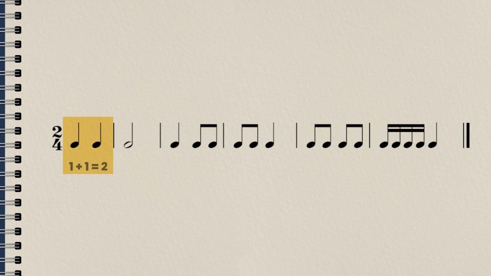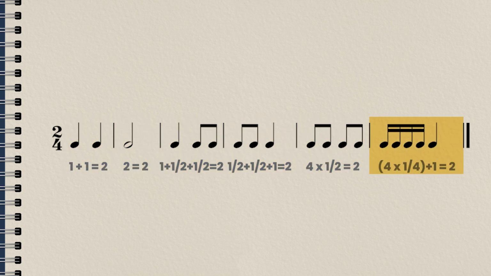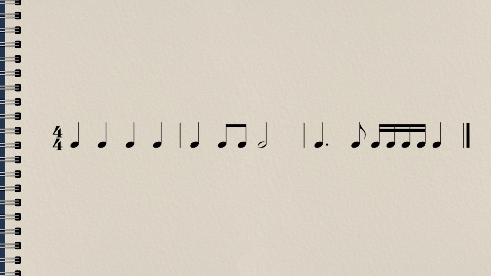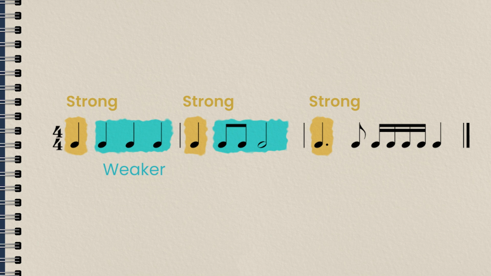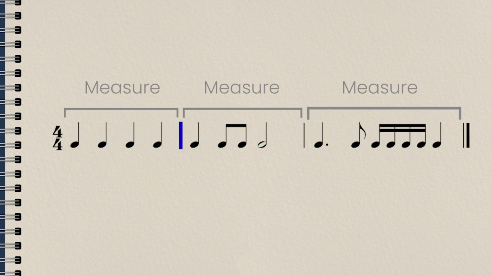A measure is like a time container that holds equal time values. For example, in a 2-beat meter, the total length of the notes in each measure adds up to 2 beats, while in a 4-beat meter, the notes in each measure combine to total 4 beats. The first beat in each measure is typically the strongest, creating a natural emphasis, while the other beats are generally weaker. Measures are separated by vertical lines called bar lines.